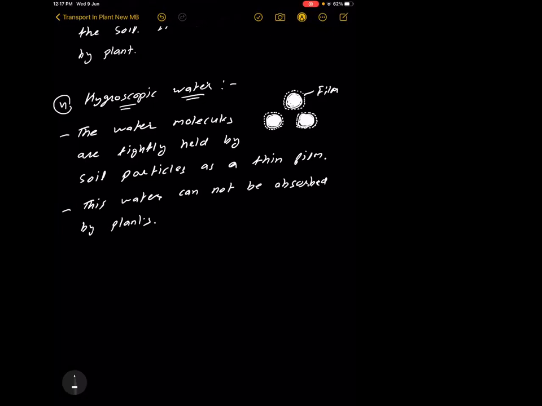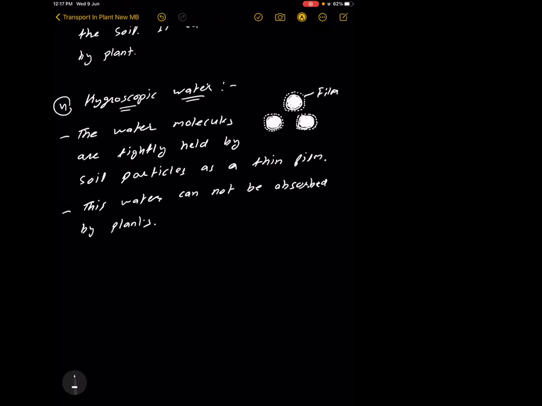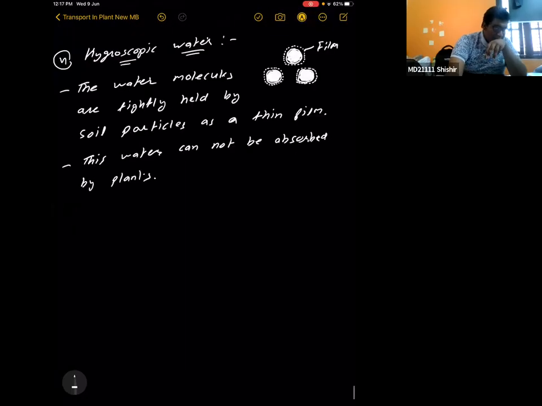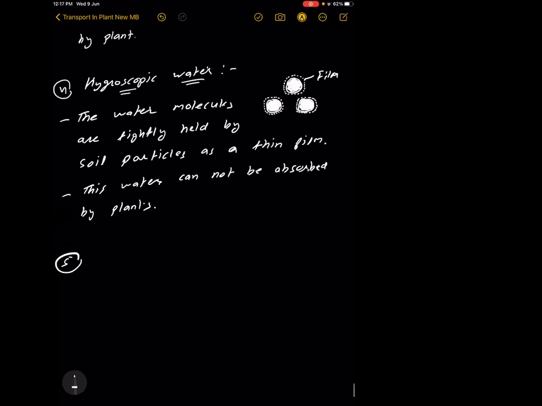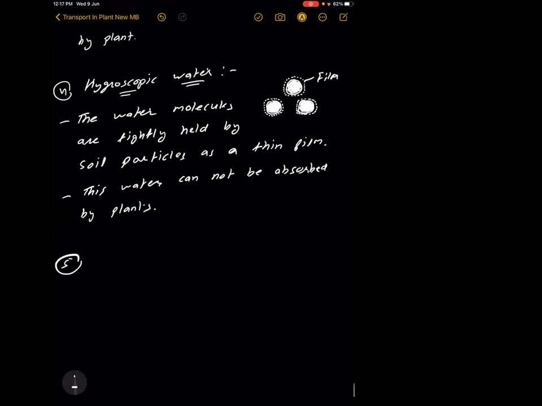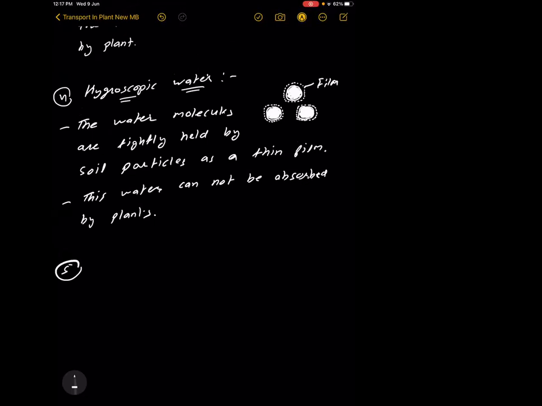So these 4 types of water: gravitational water, runway water, hygroscopic water, and one more, chemical water. So these are not available to plant. So Sir, which is available? The chemical water, the last one. Sir, what is after this thin film? Thin film. F-I-L-M. The chemical water, thin layer, you can say.